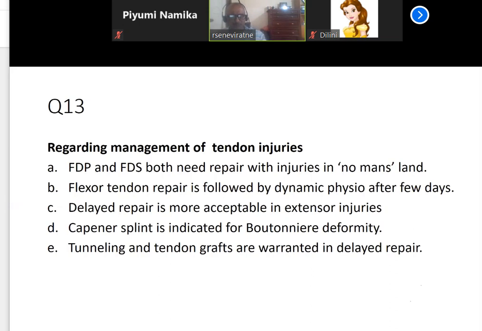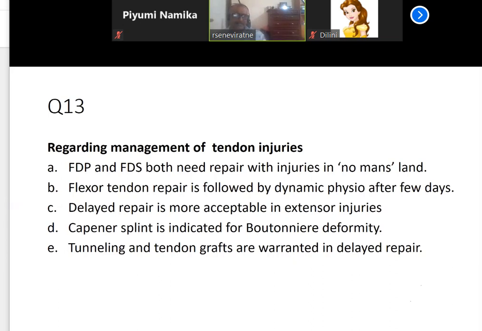That is true. Please go through the internet and see the splints for boutonniere deformity, or what a Capener splint is. Tunneling and tendon grafts are warranted in delayed repair. Yes, you can do that, but delayed repair for flexor tendons does not have very good results, because the hand is the thing which can become stiff very easily.